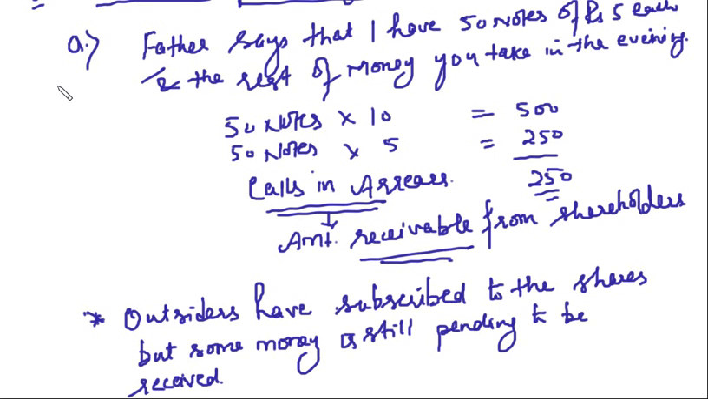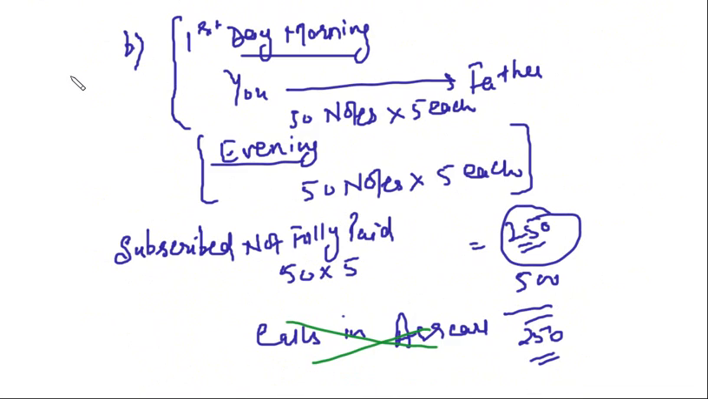Right? What is happening in case B? In case B, you have asked your father to pay you 50 notes of rupees 5 each. Here you have not asked for rupees 10. You have asked for 5 only. That is what you have received.